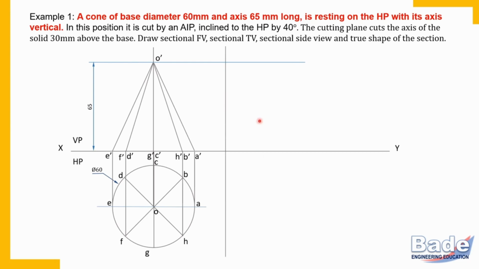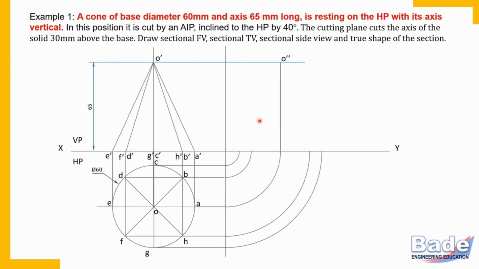As usual, by drawing projectors from top view to side view and front view to side view, get all 8 plus 1 points, that is, 8 points on the base circle and the apex in the side view, and complete the side view. Join the apex with all base corners. Remember, there must be all 8 generators in all the views. Without that, you will not be able to complete the drawing. Okay, so this first step is over.